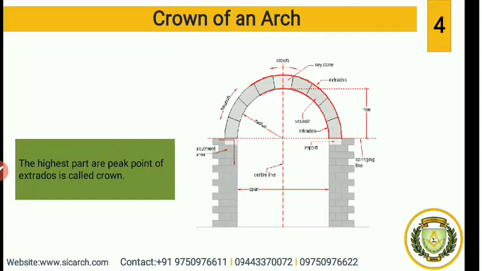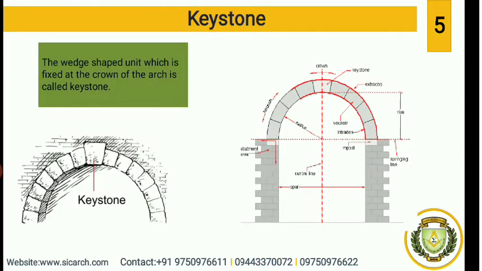Crown of the arch. The upper portion of an extrados is called the crown of an arch. Keystone. A wedge-shaped unit that is fixed in the crown is called keystone.